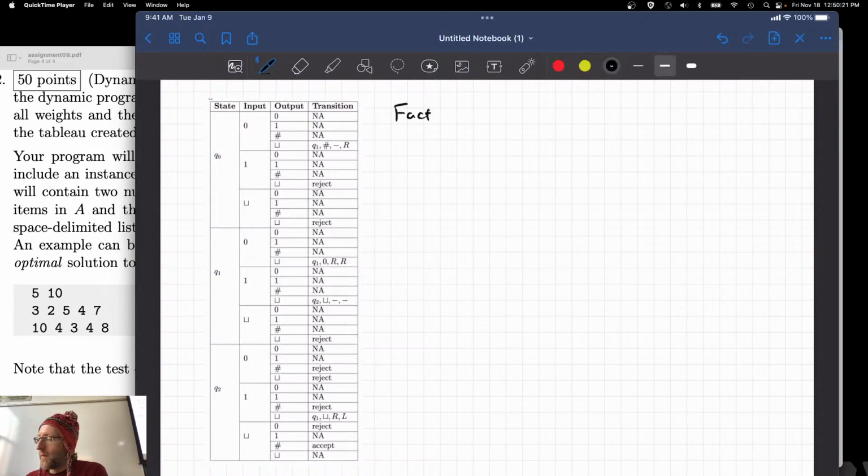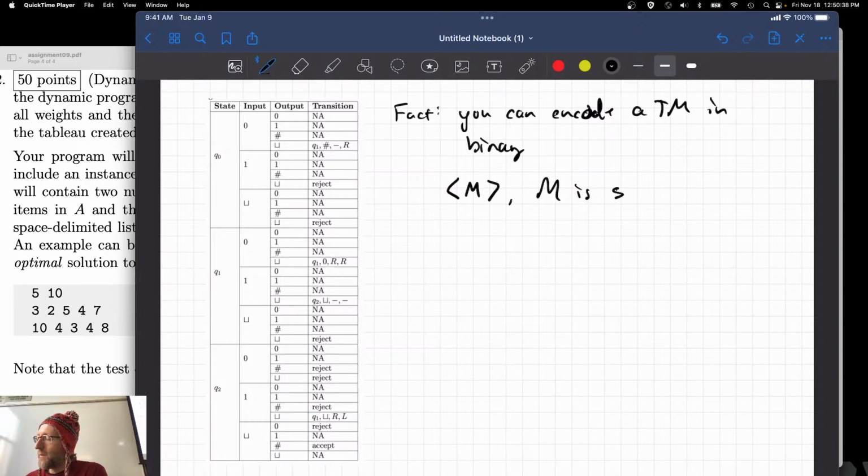Fact: you can encode a Turing machine in binary, right? In other words, you can look at this, the encoding of a Turing machine, where M is some Turing machine. Do you buy that? Why? Well, you've got a set of, what is it? It's a graph. What did we start out by showing you how to do? Encoding a graph in binary, right?